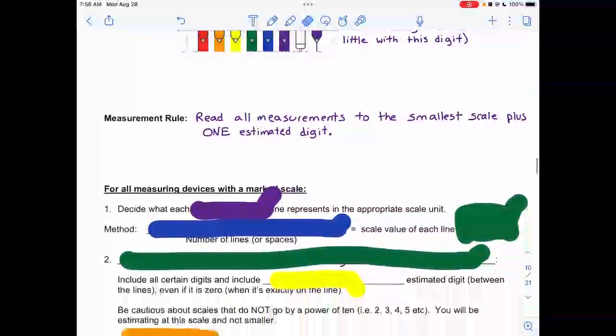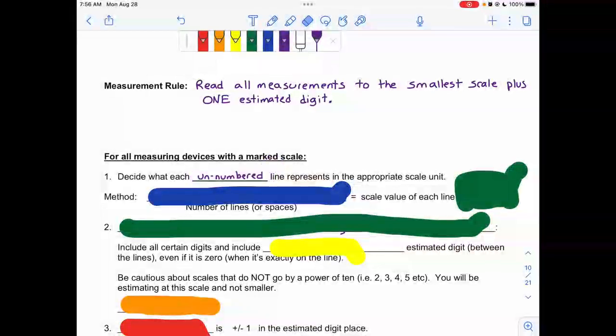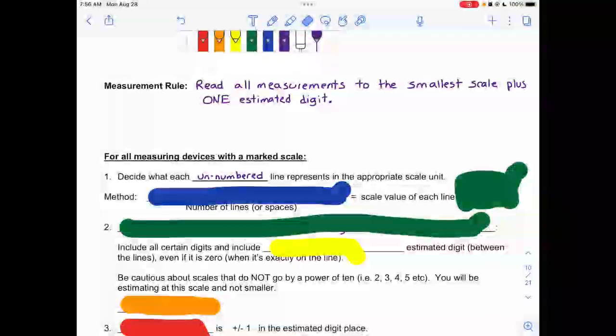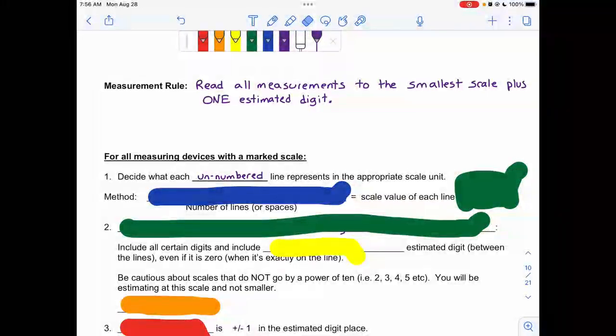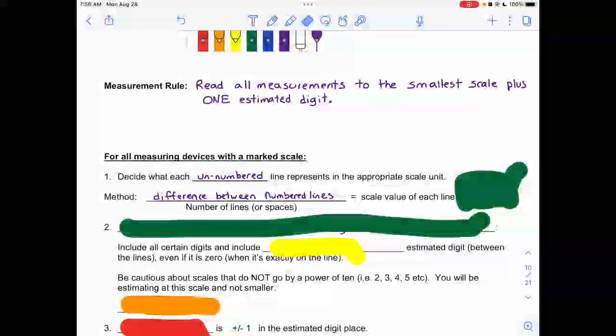So let's talk about what it looks like when you are measuring using your measuring device. The first thing you're going to do is decide what each unnumbered line represents. That's really important because you need to know what your scale is. So this is what it looks like. You're going to take the difference between the numbered lines and divide by the number of lines there are.